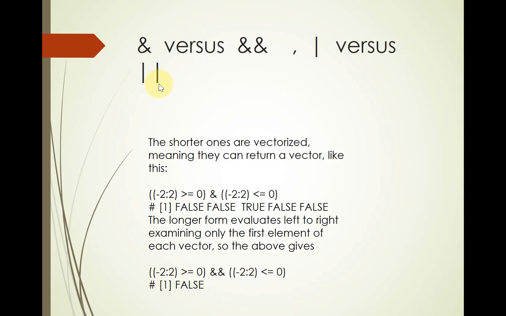So this one will only check the first elements of each side, so here and here, and it will return the disjunction operator on those two.